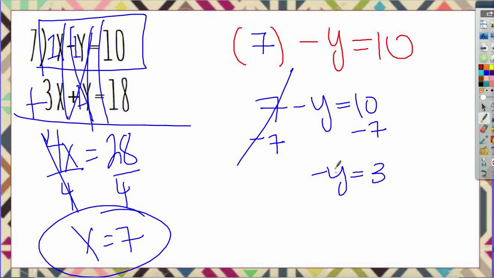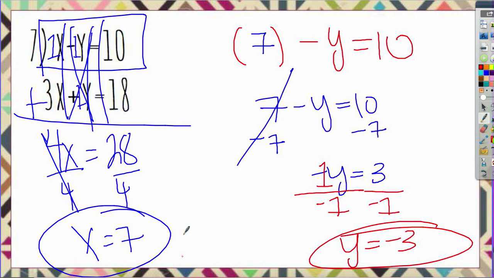Well, we know that we cannot have a negative y in our final answer. We've got to remember there's an understood negative 1. So I'll divide both sides by negative 1 to find out that y is actually equal to a negative 3. The point of intersection here is going to be at the coordinate 7, -3.